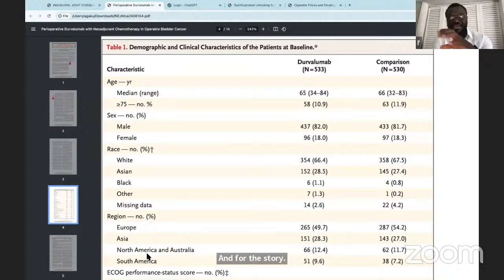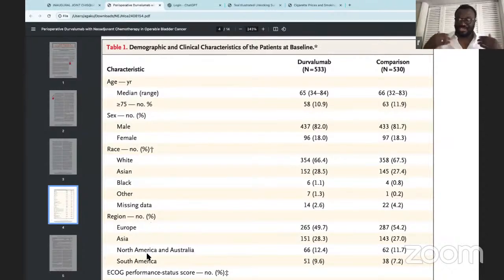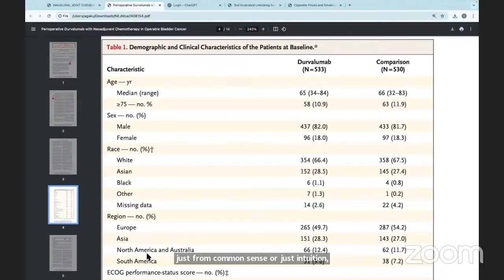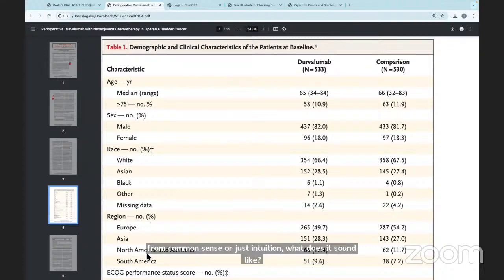Okay, you get the idea. Just from the English word exchangeable, what does that imply? Let's just focus on the English language, the meaning of when you say something is exchangeable, just from common sense or intuition, what does it sound like? It means that A can replace B, B can replace A.